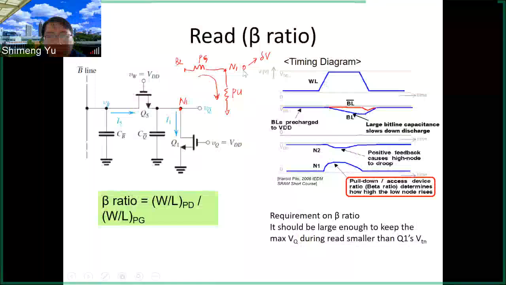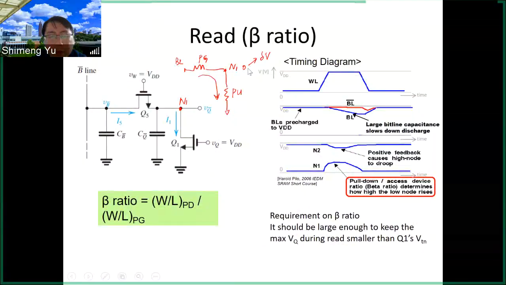Because in the read, you are going to read only. You are not going to change the data after the read. So you only want to detect the data, but you don't want to flip the data during the read. That means if you think of this as a noise or disturb to the N1 voltage, you want this disturb or noise to be as small as possible. Then after the read operation, if it's within the noise margin, because we have two inverters, it can go back to the original state.